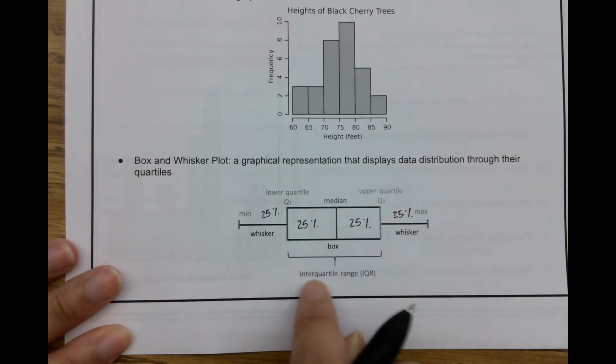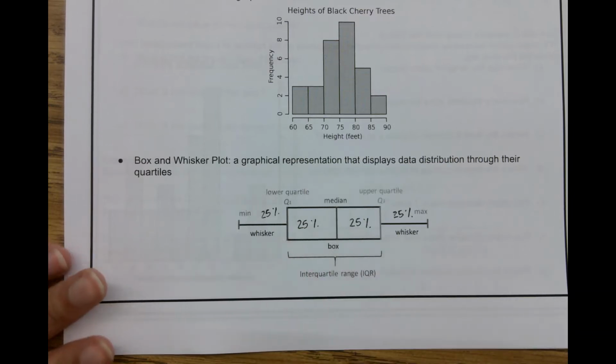Right? Your interquartile range is from your upper quartile to your lower quartile. So let's actually see this in action. First, we're going to look at our dot plot here.